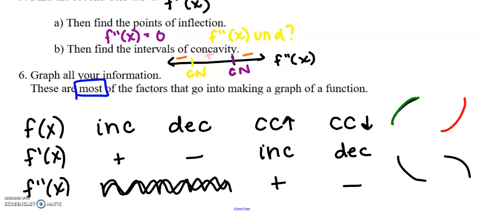This, but that's the wrong color. Oh, come on. Like this, increasing, but concave up. This one is decreasing, concave up. This one is decreasing, concave down.